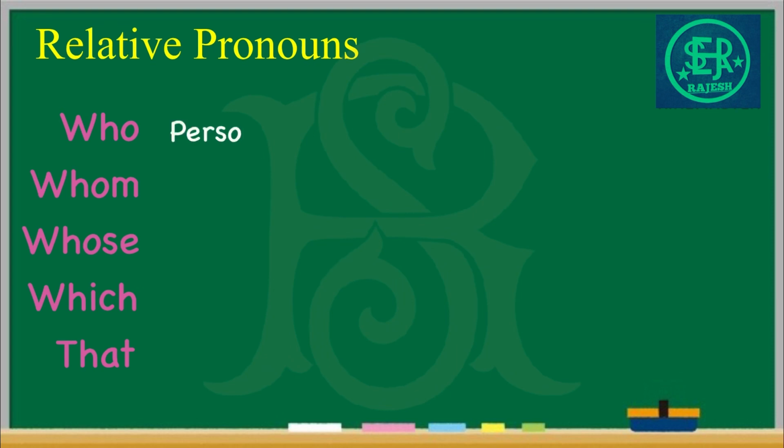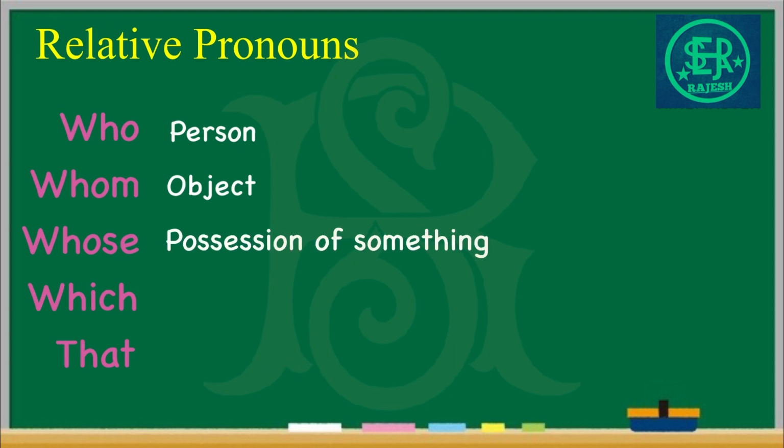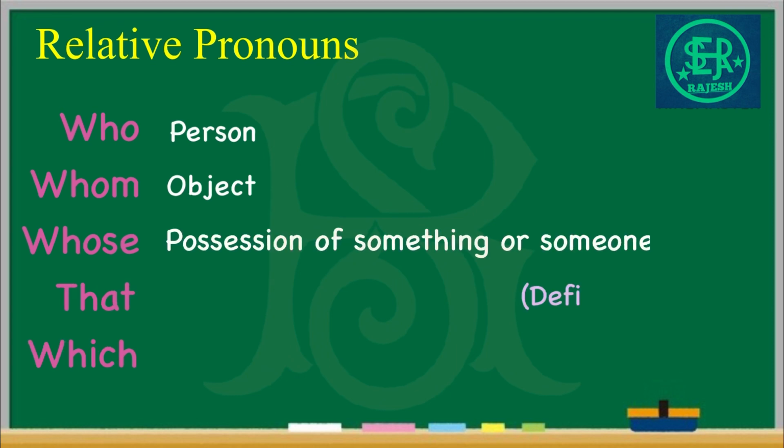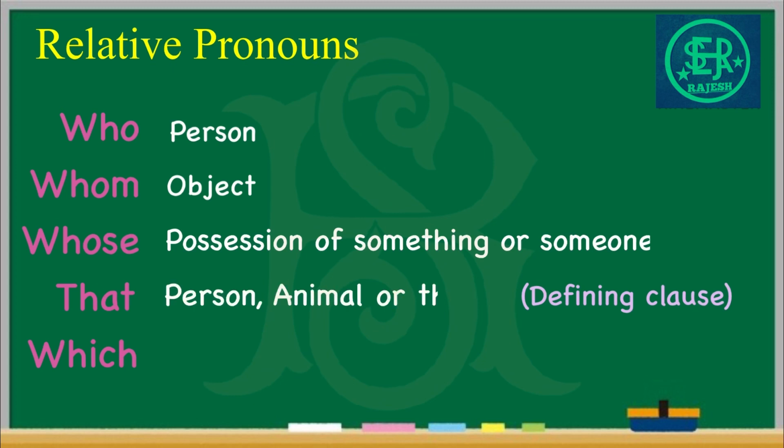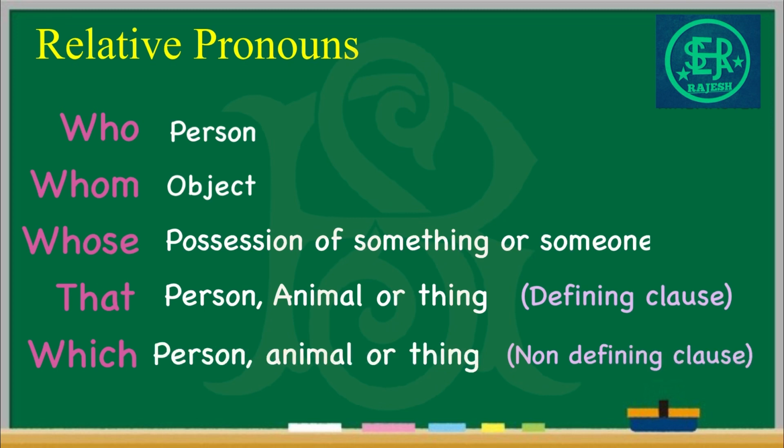Who refers to a person, the noun or pronoun which is the subject and does the action. Whom refers to the object, the noun or pronoun that receives the action. Whose is used to show possession of something or someone. That is used in a defining clause and refers to a person, animal, or thing. Which is used in a non-defining clause and refers to a person, animal, or thing.